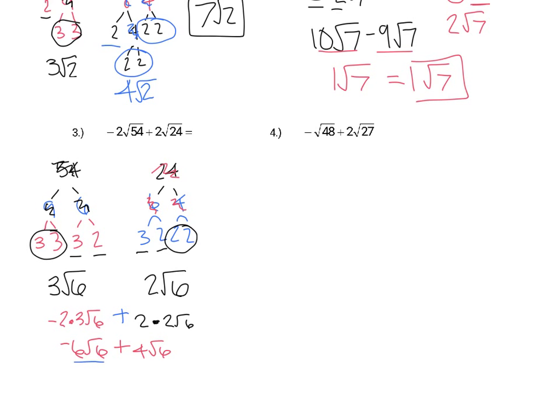Well, remember, because both of those terms now have square roots of 6, which means they're alike, which means we can combine them. Negative 6 plus 4 is negative 2, and you keep the square root of 6 the same, and that would be the answer. Number 4, you already know.